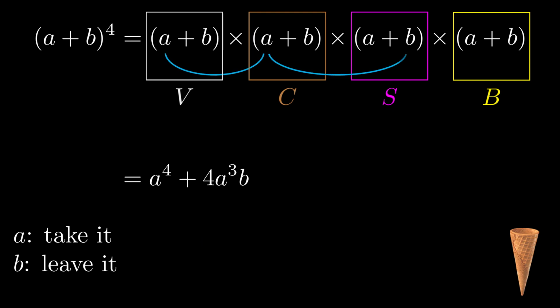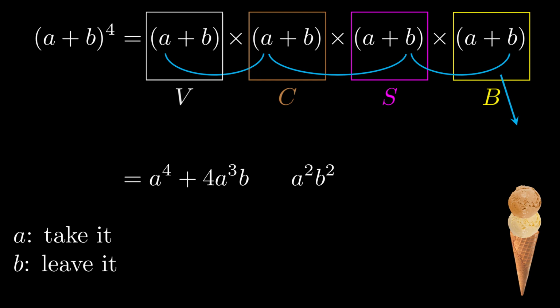What if we do this? A to B to B. So in this one, the algebraic term is a squared b squared, right? But what's happening with the ice cream? Vanilla's got an A, chocolate's got an A, so we're taking those 2. But strawberry and banana have B's, so we're leaving those 2. So we only have those 2 scoops, right?